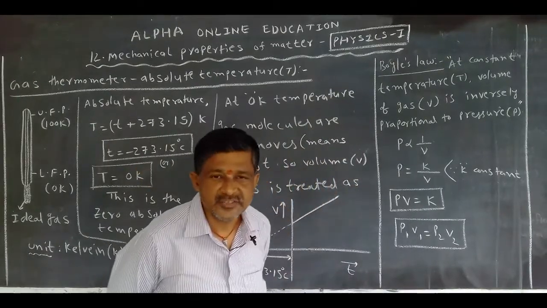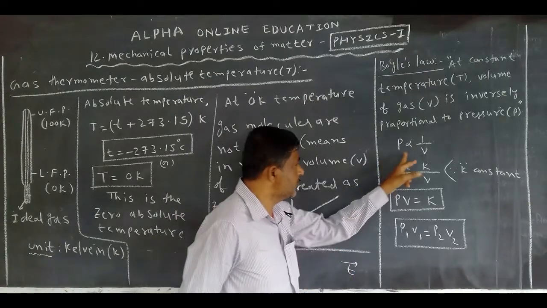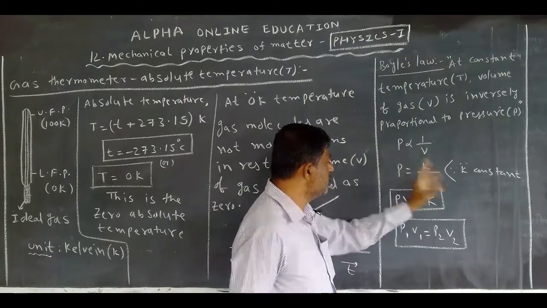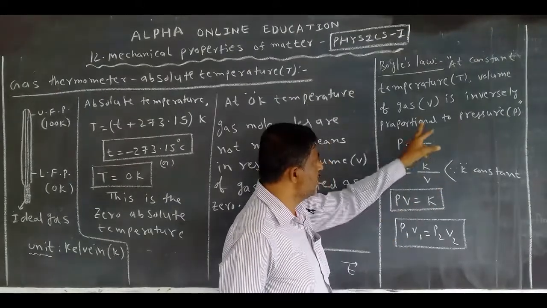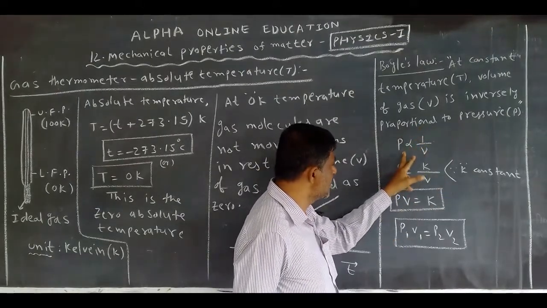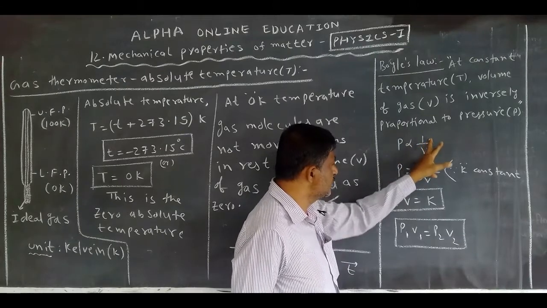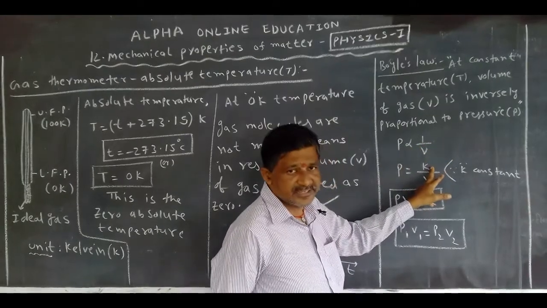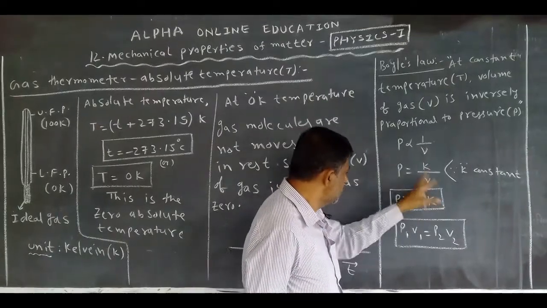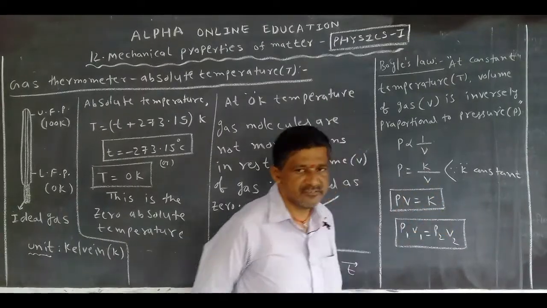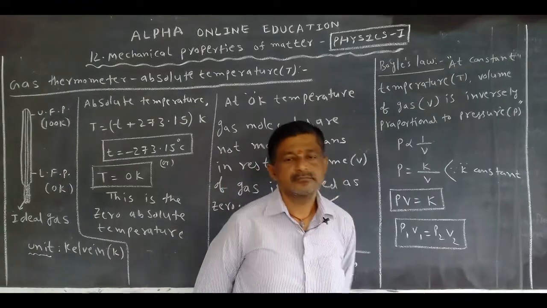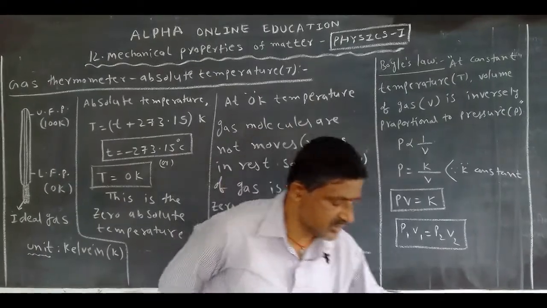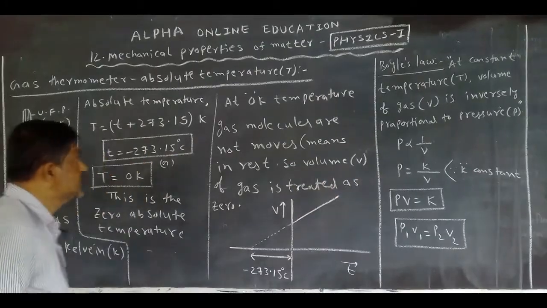How can we express it mathematically? P proportional to 1 by V. If we remove the proportionality, we will get one constant. What is the mathematical expression for Boyle's law? P proportional to 1 by V. Remove the proportionality, we will get one constant, that is K. So PV is equal to K. Otherwise we can write P1 V1 is equal to P2 V2. This is one of the important laws, Boyle's law.